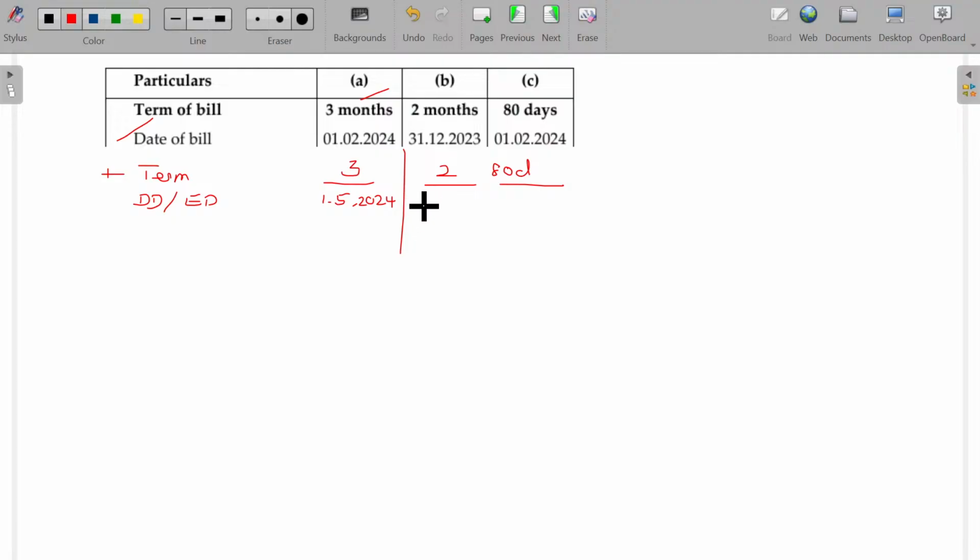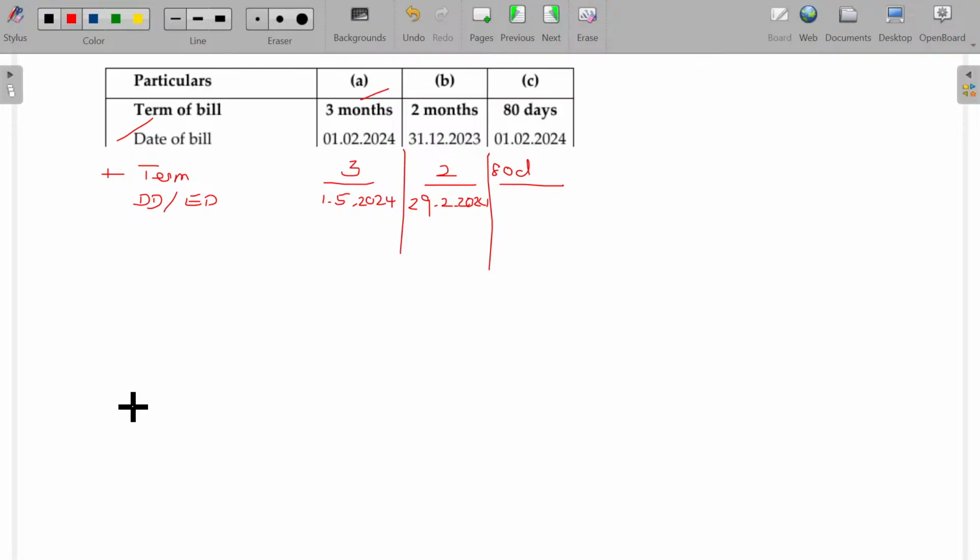Second case, I have to add 2 months to 31/12/2023. Come on, add 2 months with this. Add 2 months and get me the value. You should not get confused. 31 means you should not take 31 February. We don't have 31 days in February, right? So only 28 or 29. If it is a leap year, you have 29 days. I think 2024 is a leap year, right? So then you have 29 days. So I can convert this to 29 days. Is that clear?